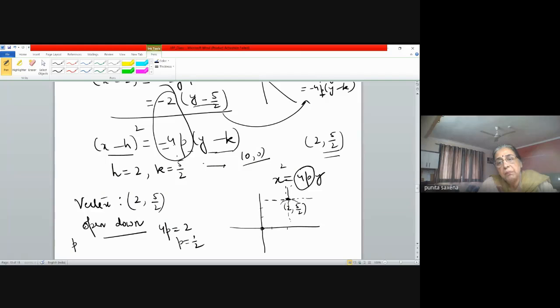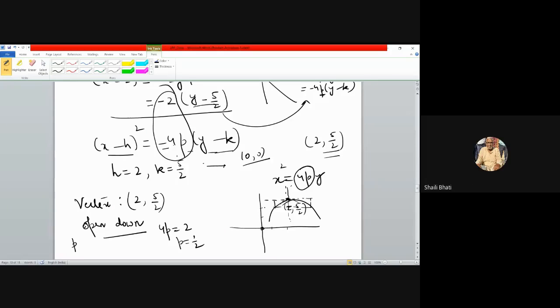तो अब हम कहां करेंगे? p यूनिट्स डाउन एंड 2p यूनिट्स लेफ्ट एंड राइट. ऐसे ही तो बॉक्स बनाएंगे. And then you have your parabola, something like this. Is it okay or not? Yes, ma'am.